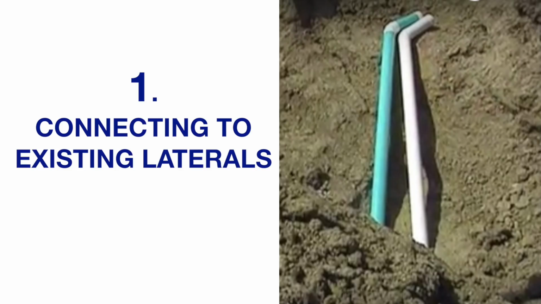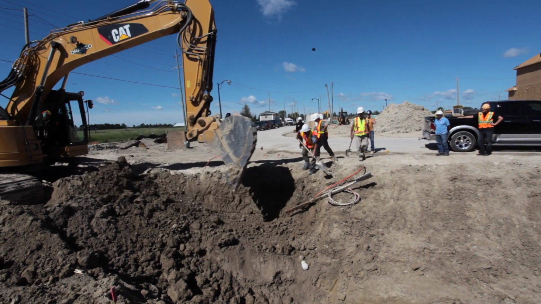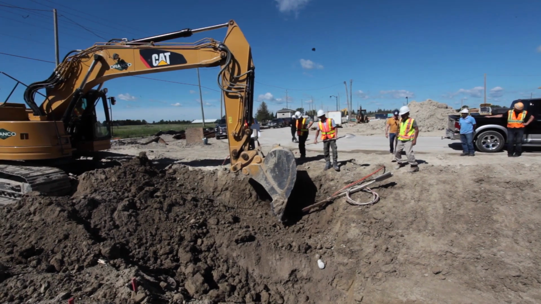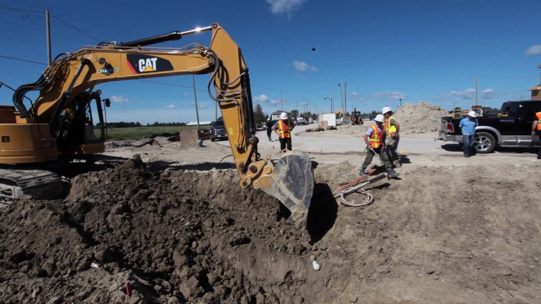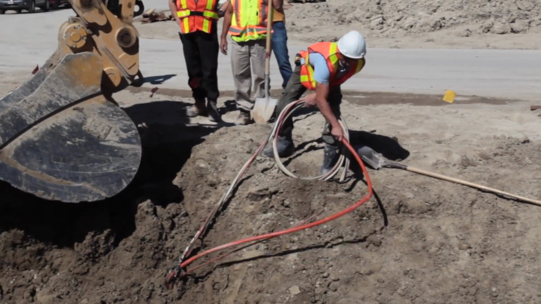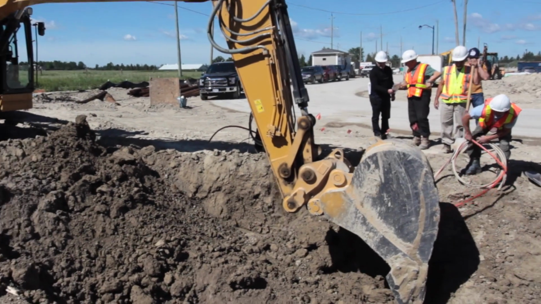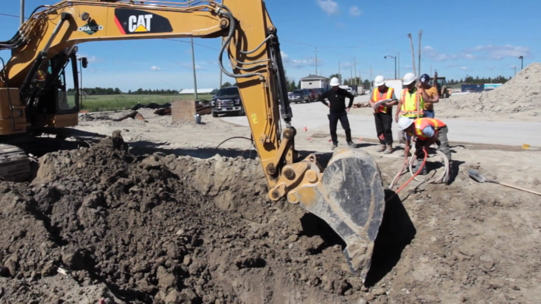Our first step is connecting to existing laterals. We begin by locating the existing green sanitary and white storm sewer stubs. Note the color code standard for pipes may differ depending on the municipality. When connecting to existing sewer stubs, the trench must be dry. If you do encounter a significant amount of standing water, it must be pumped out.